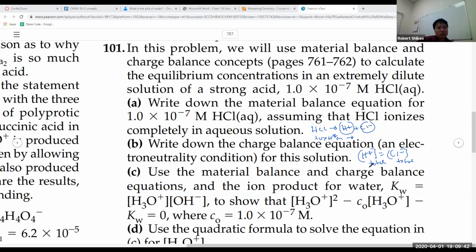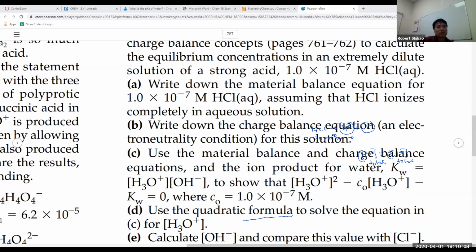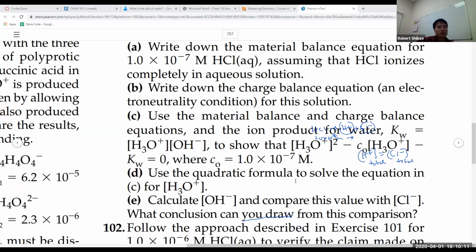Use the material balance and the charge balance equation, and the ion product for water, to show that the hydronium squared minus C naught, which would be the initial concentration, times the hydronium ion concentration, minus Kw is equal to 0. So show that mathematically. Use the quadratic formula to solve the equation for hydronium, calculate the hydroxide, and compare this value to chloride. What conclusion can you draw from this comparison? This is just a different way of solving it.